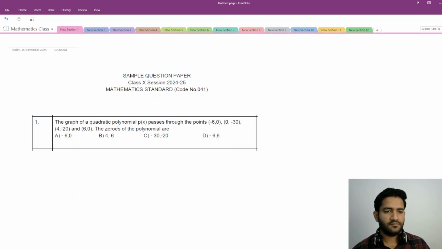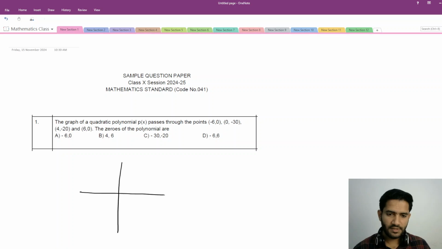The first question: the graph of a quadratic polynomial p of x passes through the points -6, 0, 0, -30, 4, -20, and 6, 0. Then we need to find the zeros of this polynomial. So actually, they are given some coordinates.